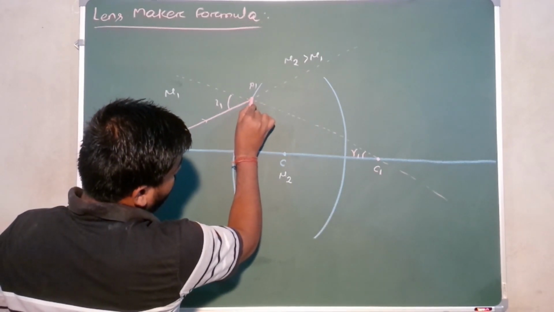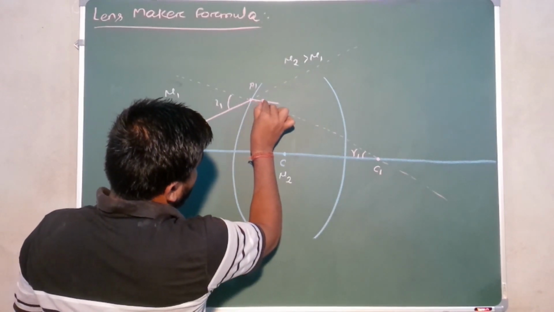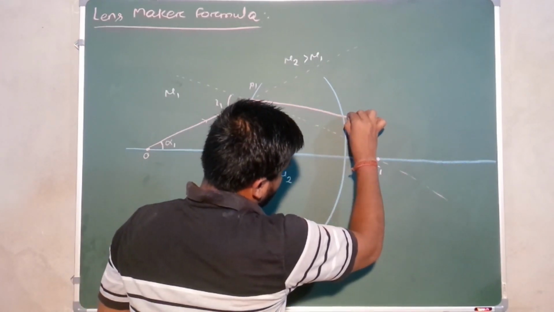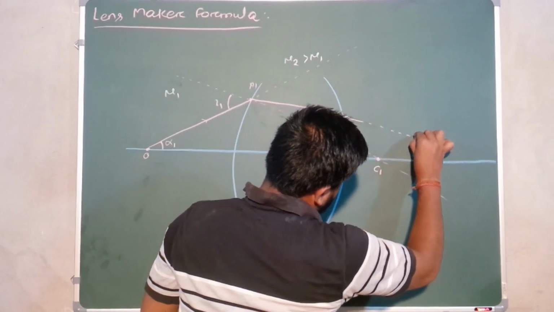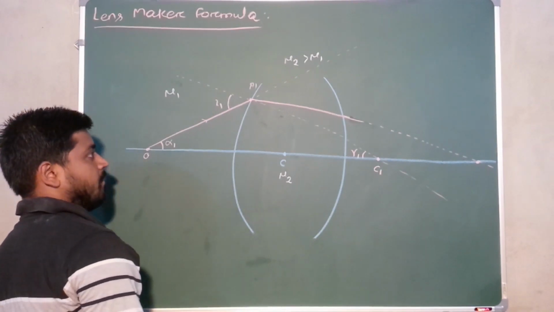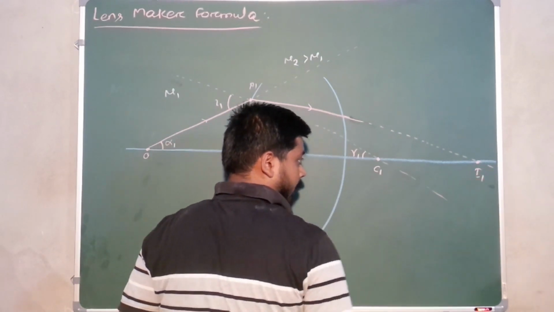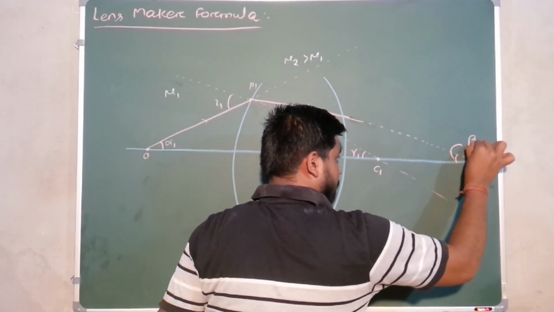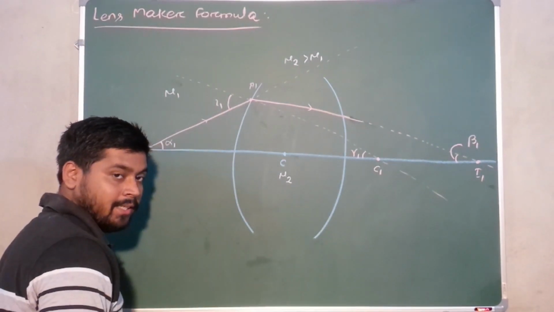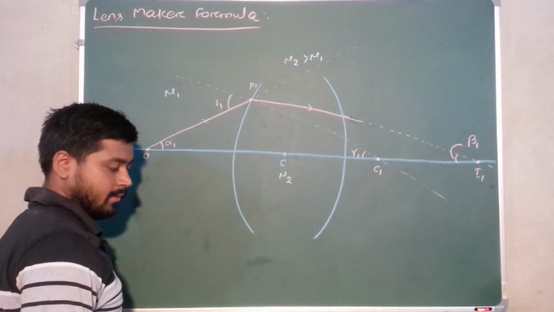Let this one be the refracted ray. If the second refracting surface is absent, then the refracted ray must travel in the straight line direction, which meets the principal axis at I1, and this one is the angle beta 1. As the second refracting surface is present, the refracted ray does not come in this direction.